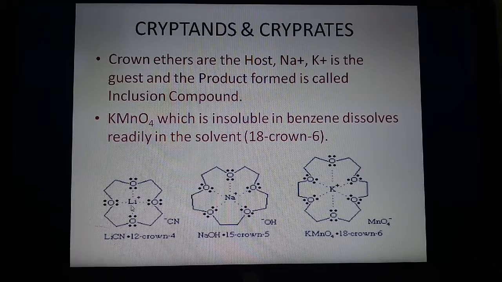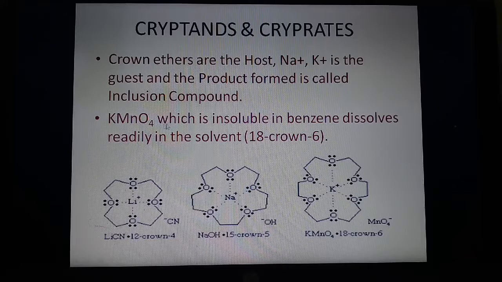So here we are using lithium, sodium, potassium. Here you can see crown ethers are the host, and sodium ion, potassium ion, lithium ion are the guest, and the product formed is called the inclusion compound. The product formed between the metal and the ether is called the inclusion compound, and such compounds are also called cryptates.